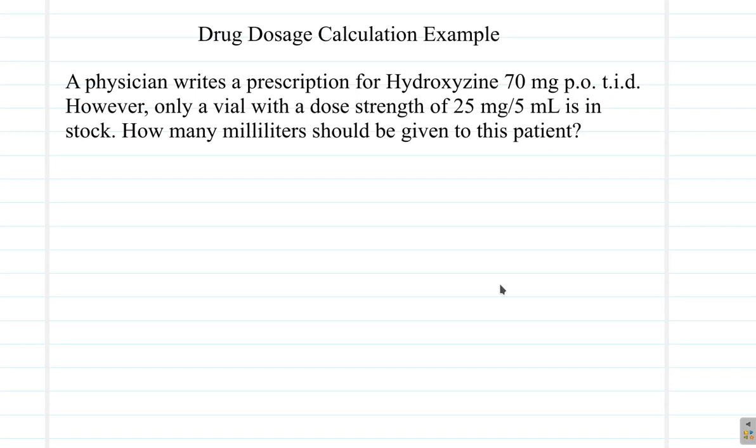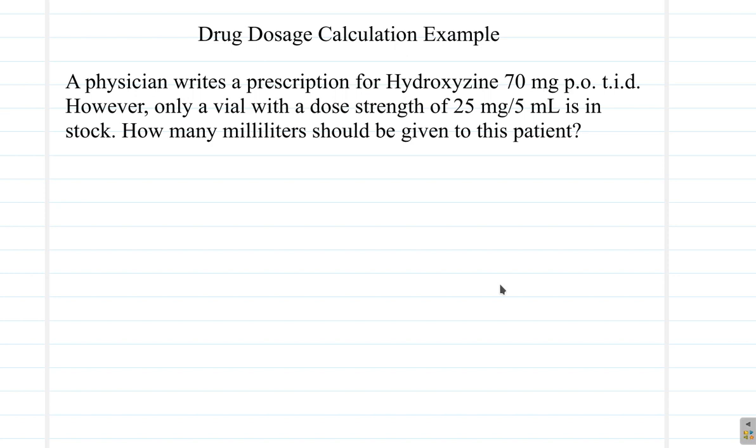A physician writes a prescription for hydroxyzine 70 milligrams to be taken by mouth 3 times daily. However, only a vial with a dosage strength of 25 milligrams per 5 milliliter is in stock. Question is, how many milliliters should be given to this patient? I want you to pause the video and make an attempt at this.